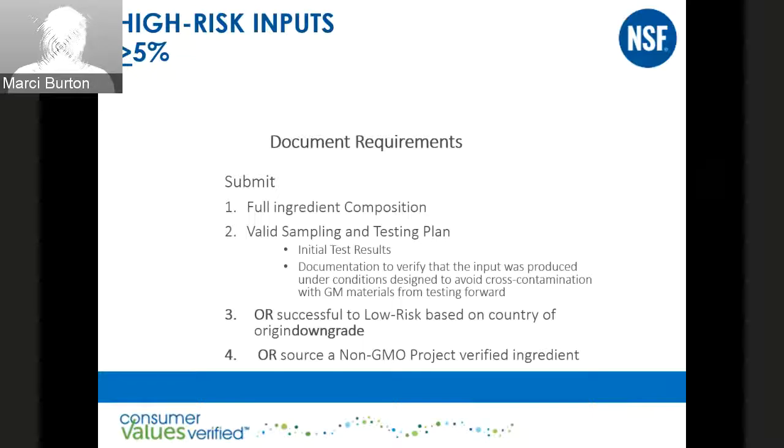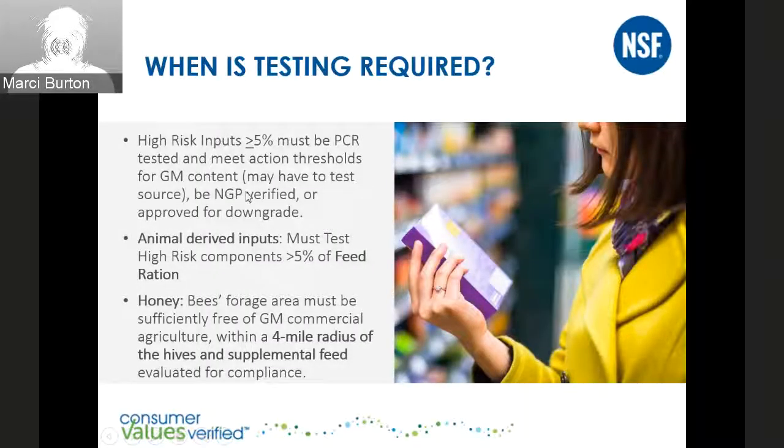So high-risk ingredients that are more than 5% and animal ingredients, you may be wondering, when are those required to be tested? As I mentioned, high-risk inputs more than 5%. For food products, they must be PCR tested and meet action thresholds for GM content. So if they're non-GMO project verified already, that means the manufacturer has already taken this step and you'd only need to submit their certificate. For animal-derived ingredients, we must look at the feed rations for those animals. And if anything is in their feed ration at greater than 5%, then sampling and testing is required for those components.